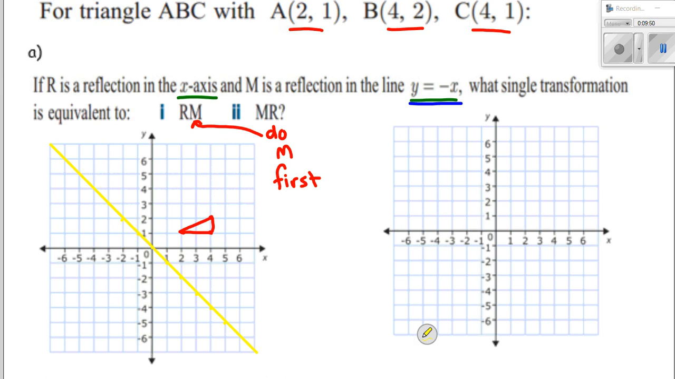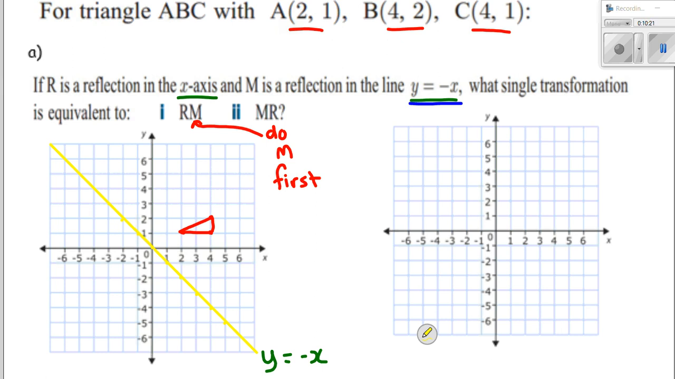I have problems because of nerves. It's not y equals x, it's y equals -x. I'm going to select yellow first, and for the line y equals negative x, let's just stick with green. Cool. So I have to do M first. M is a reflection in the line y equals negative x. That's what I'm going to do first.